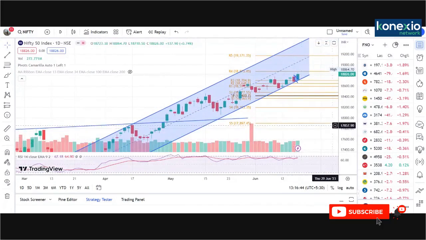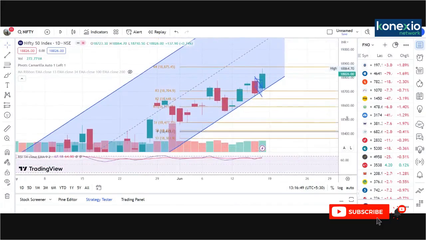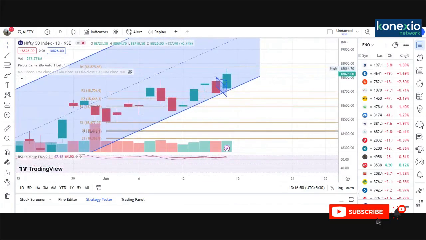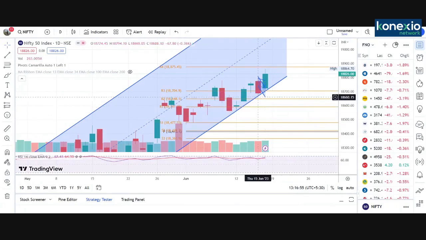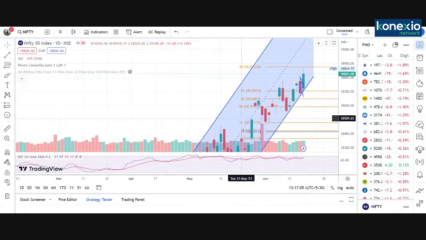Let me stretch the chart so you will have a clear view. You can see this particular support in Nifty. It has exactly taken the support near the support trend line of the rising channel. It is poised for an upside rally from the current levels. The charts are getting sharper and sharper day by day, and the primary trend is also positive.